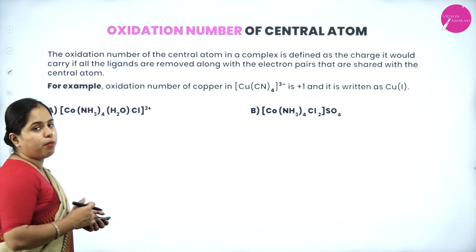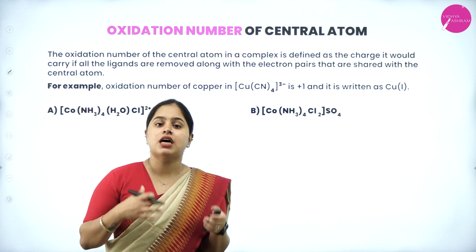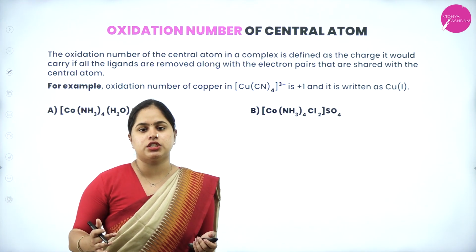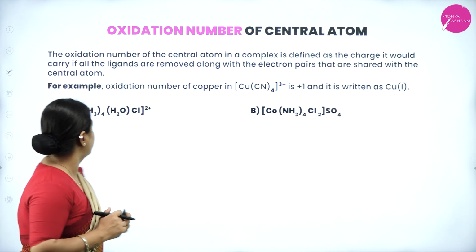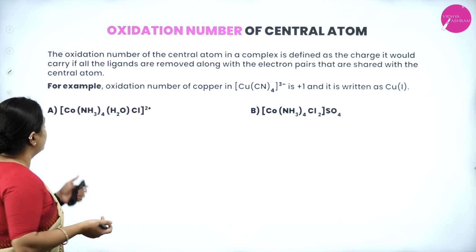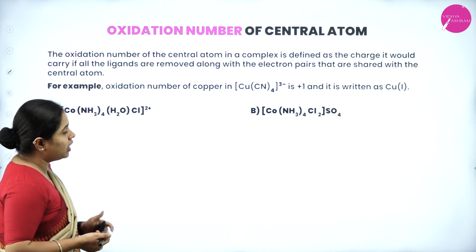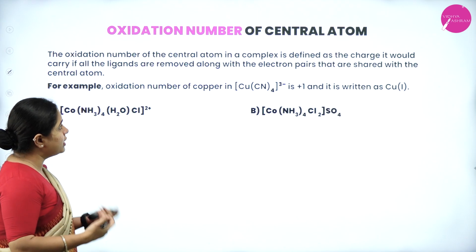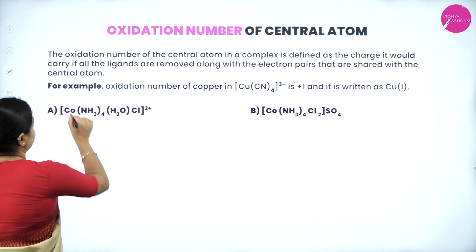Now the next important part is the oxidation number of the central atom. So we are going to discuss how to calculate the oxidation number of different atoms present in different coordination compounds. Okay, so what does the definition say? The oxidation number of the central atom in a complex is defined as the charge it would carry if all the ligands are removed along with the electron pairs that are shared with the central atom.